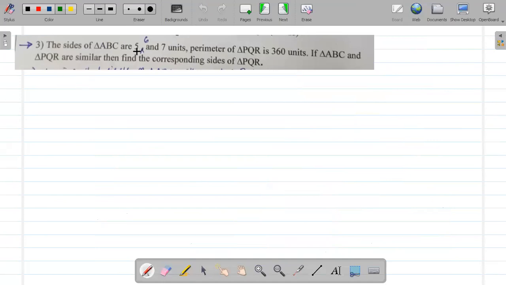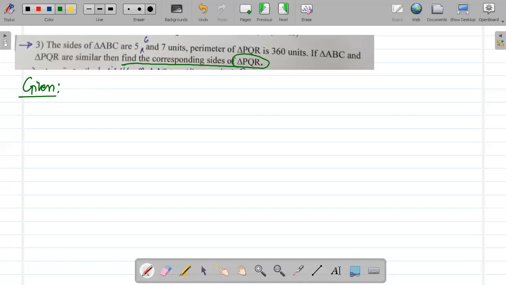Now in this question the number 6 was missing. The sides of triangle ABC are given to be 5, 6, and 7 units, and we are given the perimeter of this triangle to be 360 units. Further, it is stated that the triangle ABC and triangle PQR are similar, and we are asked to find the corresponding sides of triangle PQR. So you can always start again with writing out what is given.